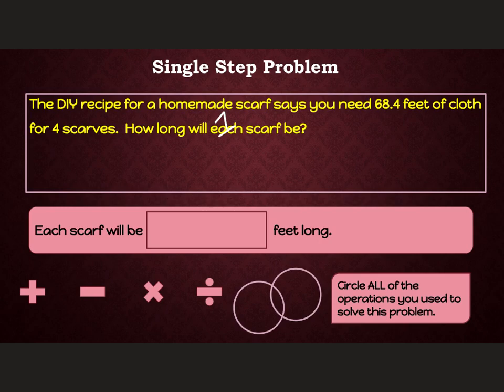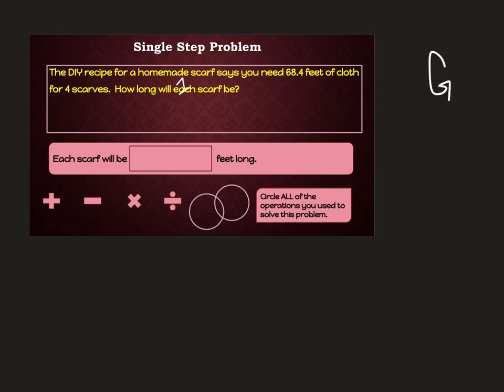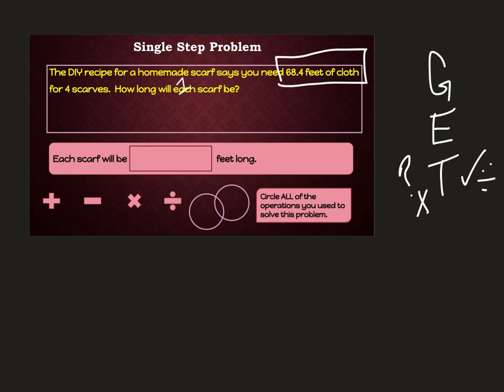Okay, so remember our GET strategy: groups, each, and total. And remember what I told you to find out if you have the total in your word problem. If you do not have the total, that's supposed to be a question mark, then you're multiplying. If you do have the total, then you're dividing. So it says we need 68.4 feet of cloth for 4 scarves. That must be the total amount of cloth I need, so that means I have the total, which means I will be dividing.